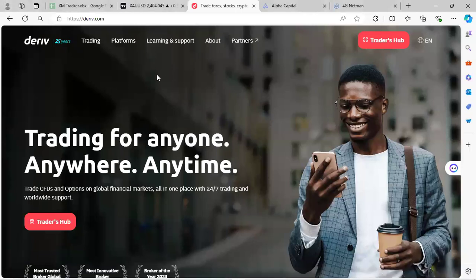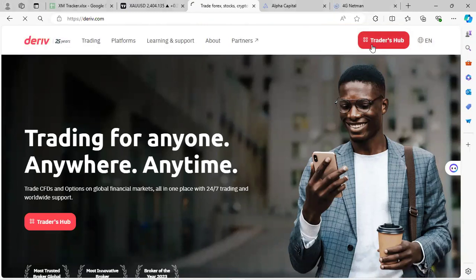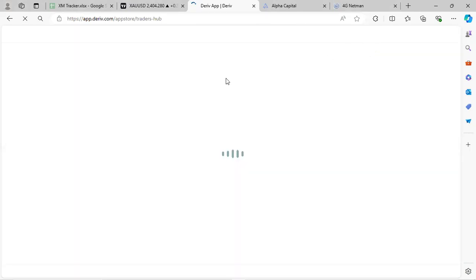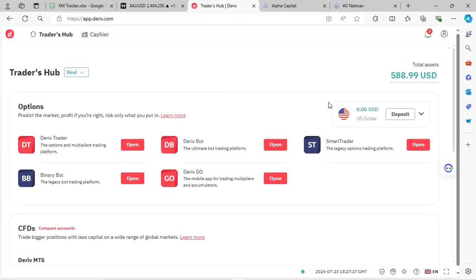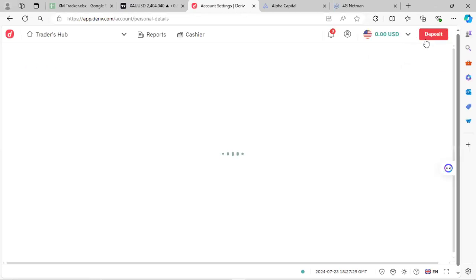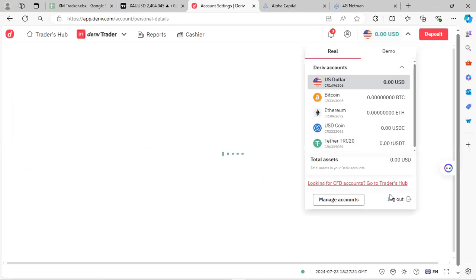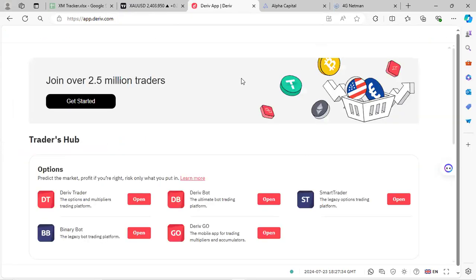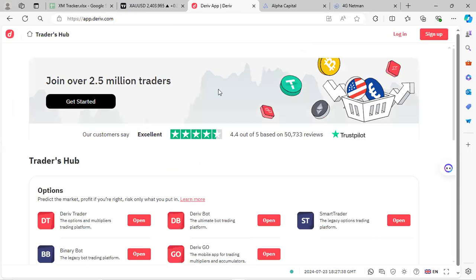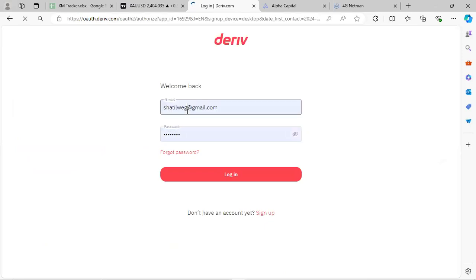You just come to the Deriv website. You can click on Traders Hub or log in. I'm logging in now. And this is the only broker that I know that offers these instruments. Okay. You come to the website. Let me log out. I rarely trade them. I don't really trade them, but for the sake of demonstration, I'll just show you. You log in with your normal Deriv account.